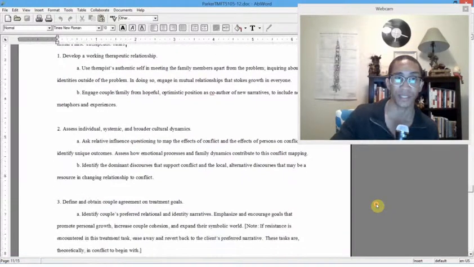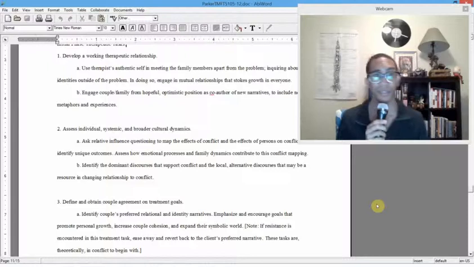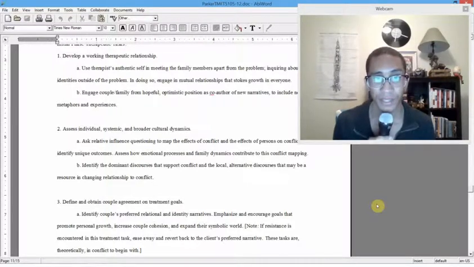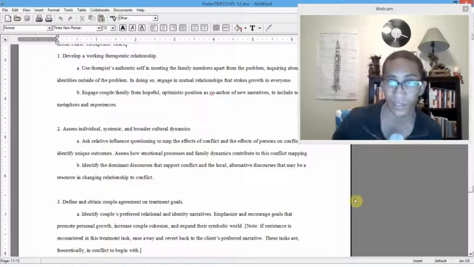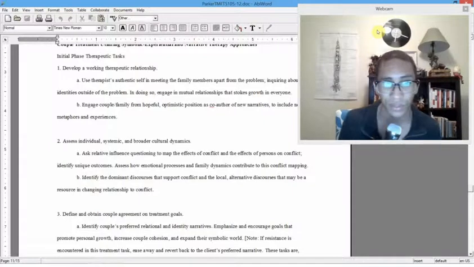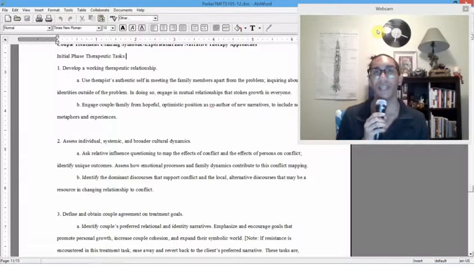Assess individual, systemic and broader cultural dynamics. Ask relative influence questioning to map the effects of conflict and the effects of persons on the conflict. I'm sorry, I can't read that. So ask relative influence questioning to map effects of persons on the conflict. So just to ask them how the problem is affecting them and how it creates conflict between the two of them. So obviously Jennifer wants what's best for her brother.